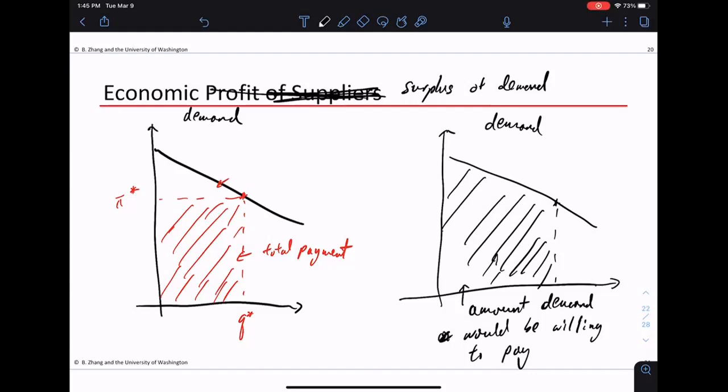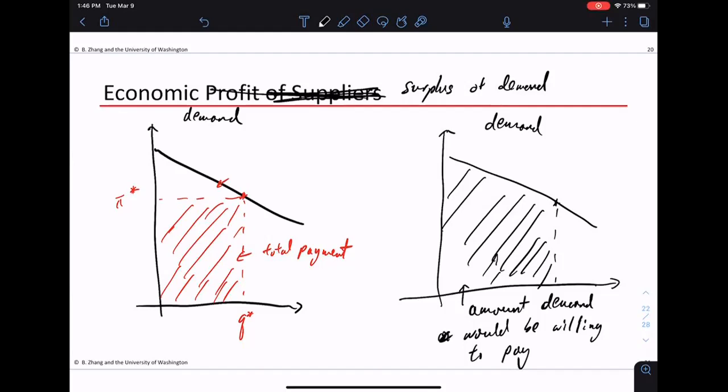Because if this is your demand curve, remember, demand curve means you're willing to pay this price at this quantity. Then if you integrate the area under the curve, that's the total amount you're willing to pay. So if you pay this amount as a demand, you would have been happy because you broke even. The amount you paid is equal to your willingness to pay. This is your break-even point.